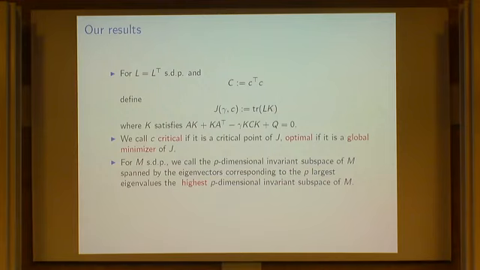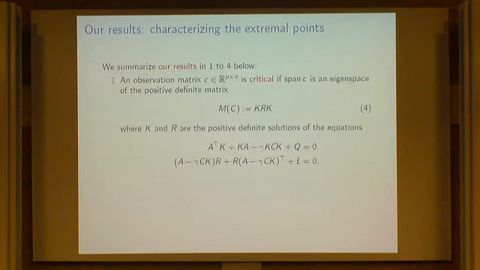A tiny bit more terminology. If M is a symmetric positive definite matrix, I'm going to call the p-dimensional invariant subspace of M spanned by the eigenvectors corresponding to the p largest eigenvalues the highest p-dimensional invariant subspace of M. That's a mouthful, but M is symmetric positive definite. Diagonalize it, take its p largest eigenvalues and the p corresponding eigenvectors. These form the highest p-dimensional invariant subspace. Pretty natural, I believe, definition.